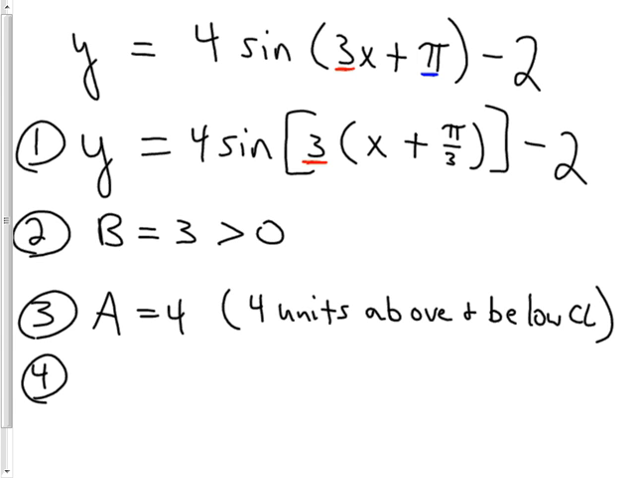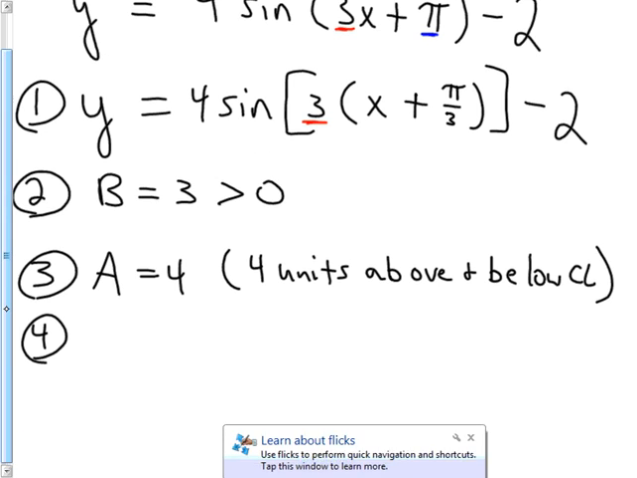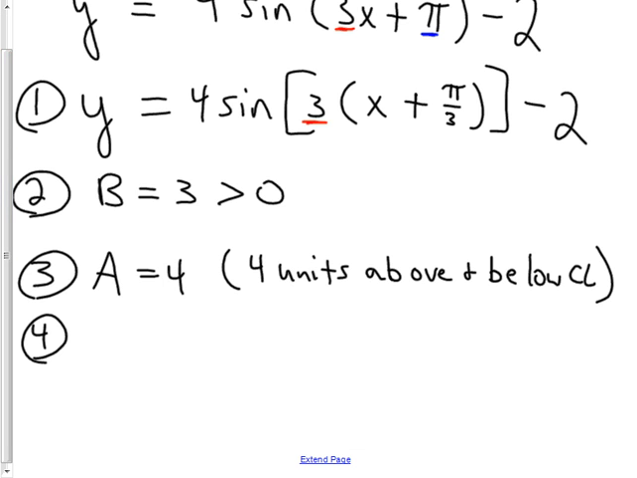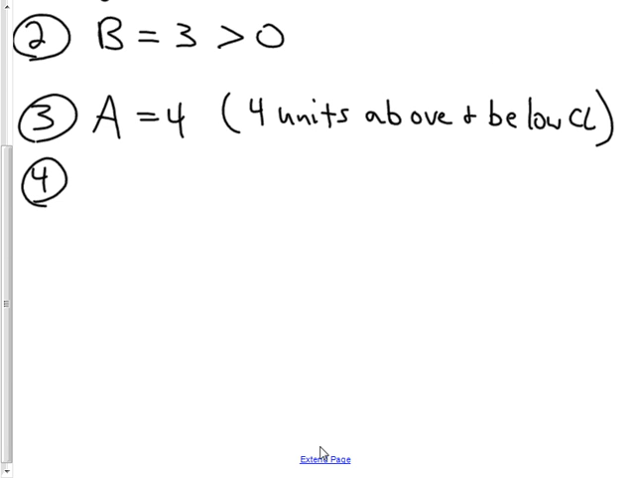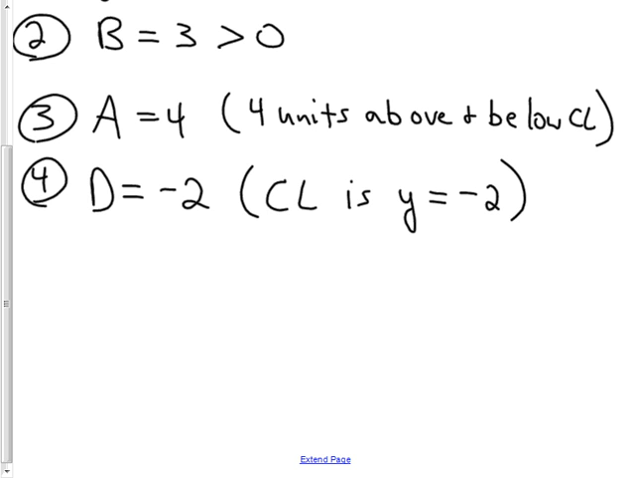Fourth thing here, let's scroll my paper down a little bit. Fourth thing here is we need to know what the value is for d, which is, again, our vertical shift. Well, in this case, our value for d is negative 2, so we have a vertical shift downward of 2 units. So that means that our new center line is no longer the x-axis. Our new center line is y equal to negative 2. And again, that's important because that value for a tells us we're going to be 4 units above and below our center line, which is now at y equal to negative 2.